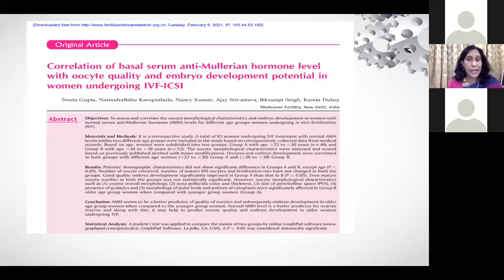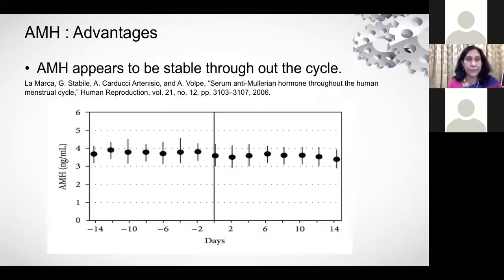There is another study, which is actually from our center, where AMH is correlated with oocyte quality. And it was found that AMH seems to be a better predictor of quality of oocytes and subsequently embryo development in the older age group when compared to the younger age group. Normal AMH level is a better predictor of ovarian reserve. Along with this, it may be helpful to predict oocyte quality and embryo development in older women undergoing IVF.